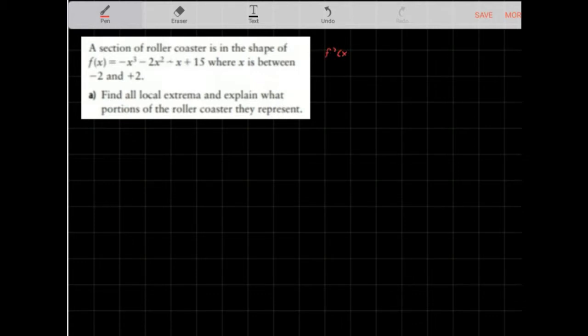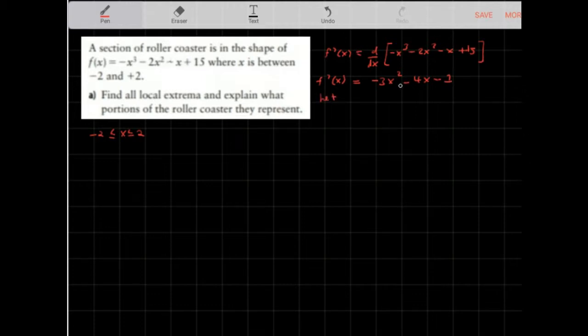So I need to find the first derivative. F prime of x here is basically the derivative of negative x cubed minus 2x squared minus x plus 15. And in this case, f prime of x is equal to negative 3x squared minus 4x minus 1. Okay, and we can understand that the interval is between negative 2 and positive 2, right?